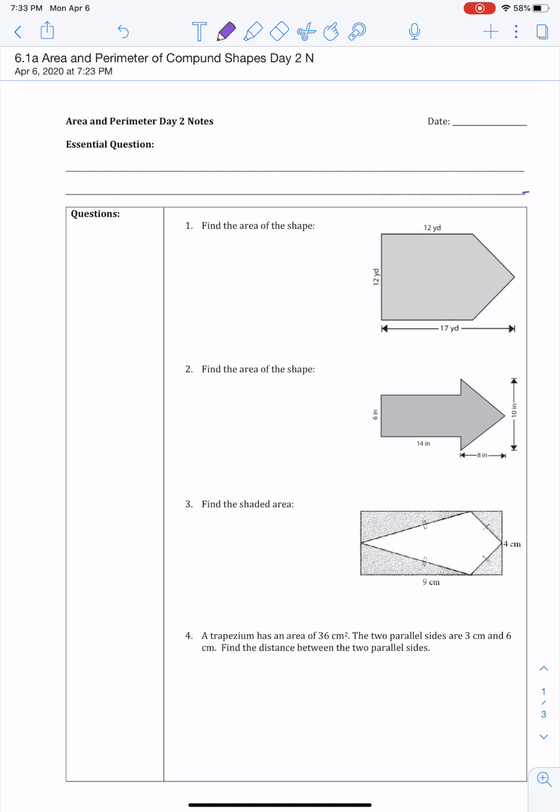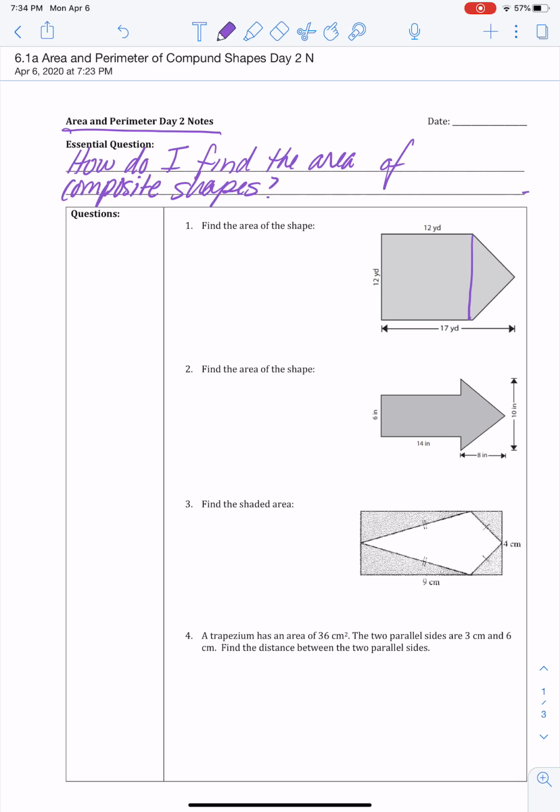Alright, so this is area and perimeter day 2. And our question is, how do I find the area of composite shapes? Now remember that composite shapes means that they are shapes made out of recognizable shapes from the ones that we looked at in our last lesson. So we start with example 1 and we break into the shapes that we recognize.